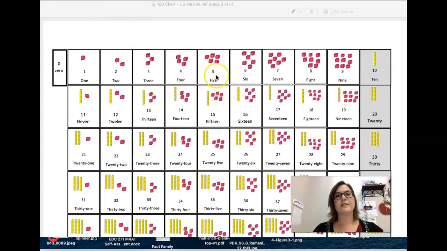Let's look at the 5 and see what neighbors the 5 has. Okay, 5 has 5 units, and it has a neighbor to its left before it. And that neighbor has 4 units. Well, that is 1 less than 5. That's very exciting. Let's look at this neighbor to the right or after the 5. Well, goodness, look at that. It has 1 more unit than the 5.